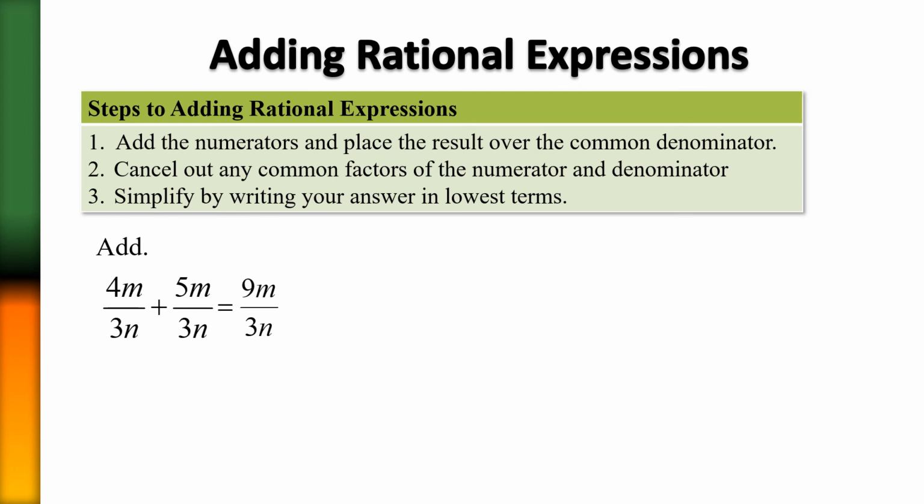Step 2, I want to cancel out any common factors. So if I look inside 9, I know 3 times 3 is 9. So I can cancel out a common factor of 3 because I also have a 3 at the bottom. So canceling out the common factor of 3 from the top and bottom will leave me with a simplified answer of 3m over n.